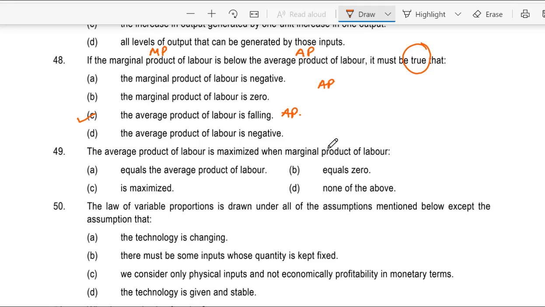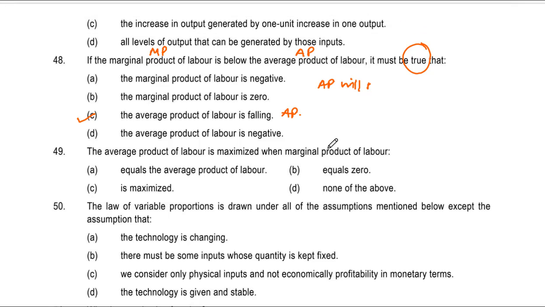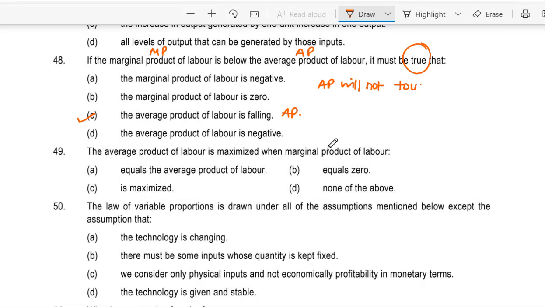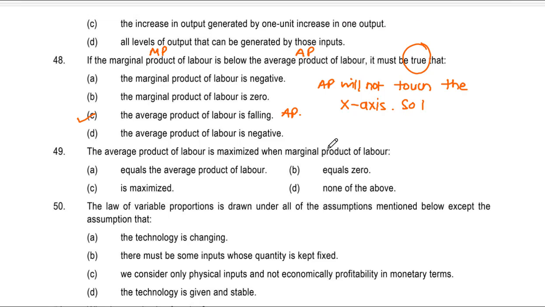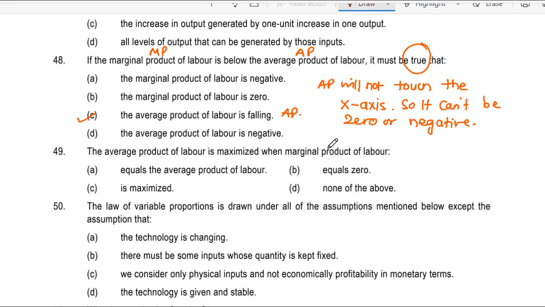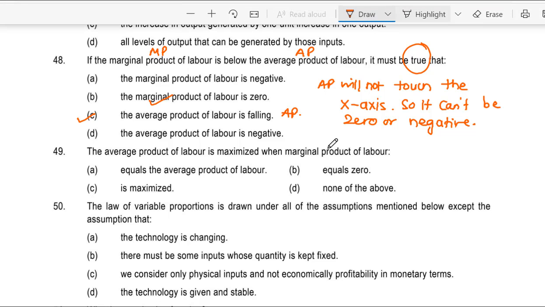Just write over here, average product will not touch the x-axis. So it can't be 0. It can't be 0 or negative. But marginal product can be 0 and can be negative. It is possible.